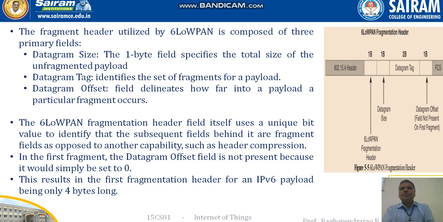Now the 6LoWPAN fragmentation header field itself uses a unique single byte bit value to identify that the subsequent fields behind it are fragmentation fields, as opposed to another capability such as header compression. In the first fragment, the datagram offset field is not present because it would simply be set to 0. This results in the first fragmentation header for an IPv6 payload being only 4 bytes long.